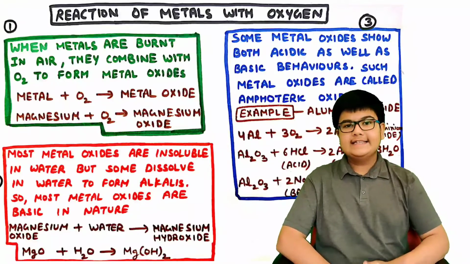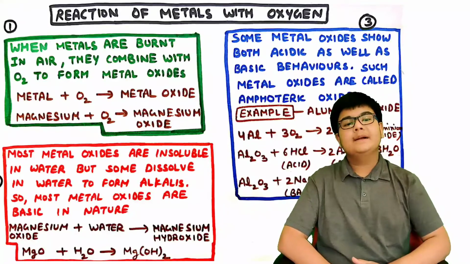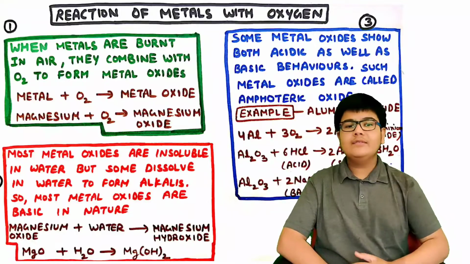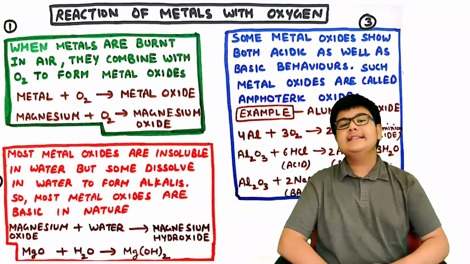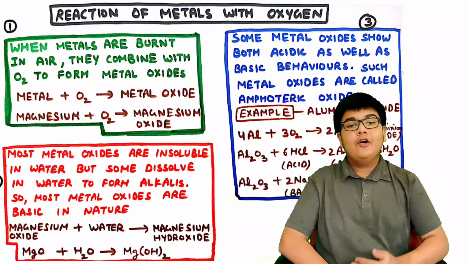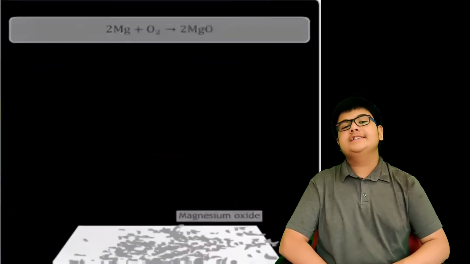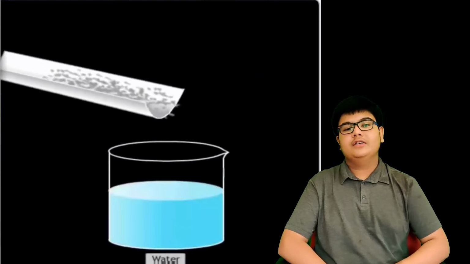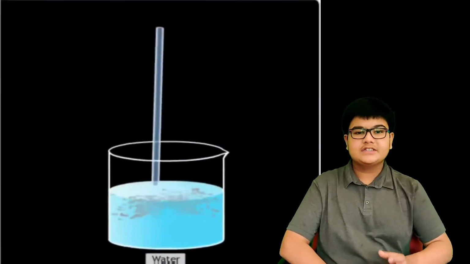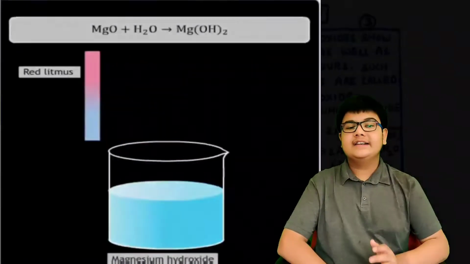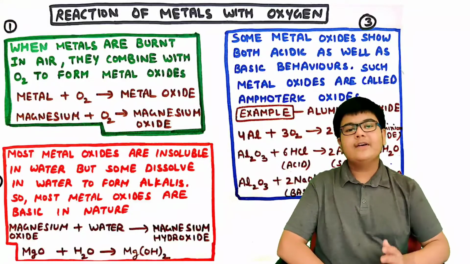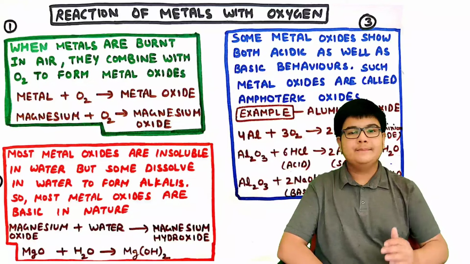Many metal oxides are insoluble in water, but few metal oxides dissolve in water to form alkalis. So most metal oxides are basic in nature. For example, when magnesium oxide is dissolved in water, it forms a strong basic solution of magnesium hydroxide, which turns red litmus to blue. So this confirms that magnesium hydroxide is basic in nature.